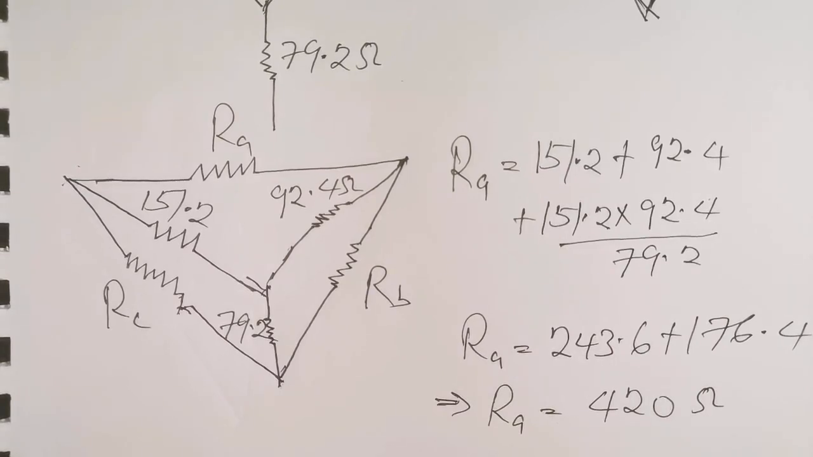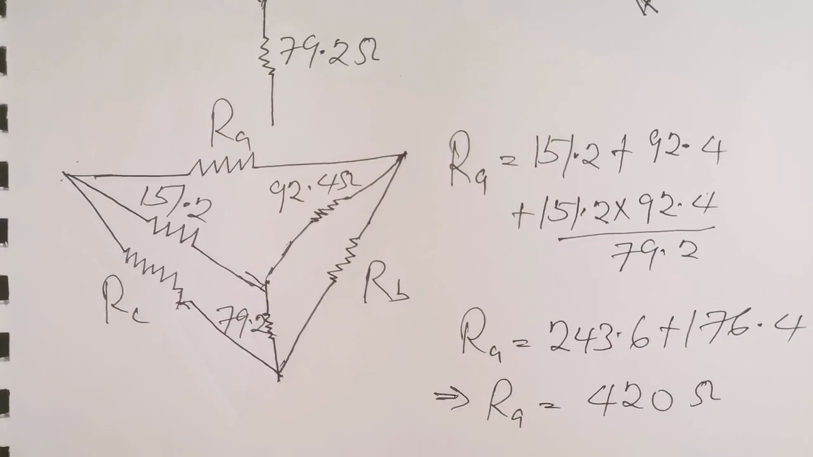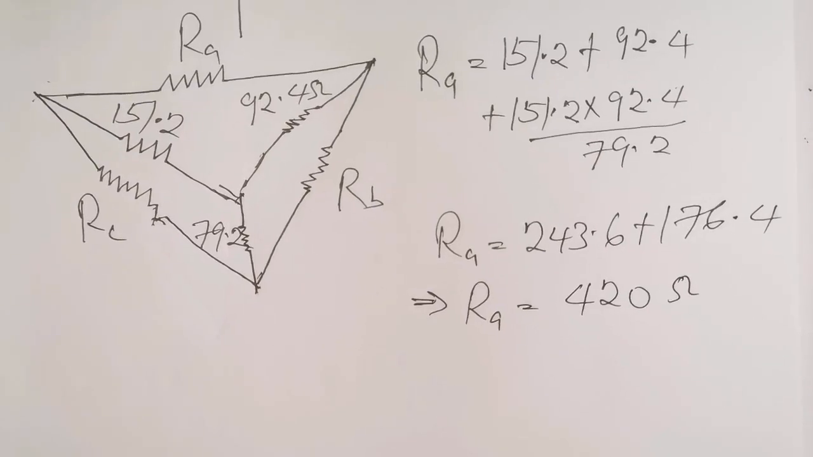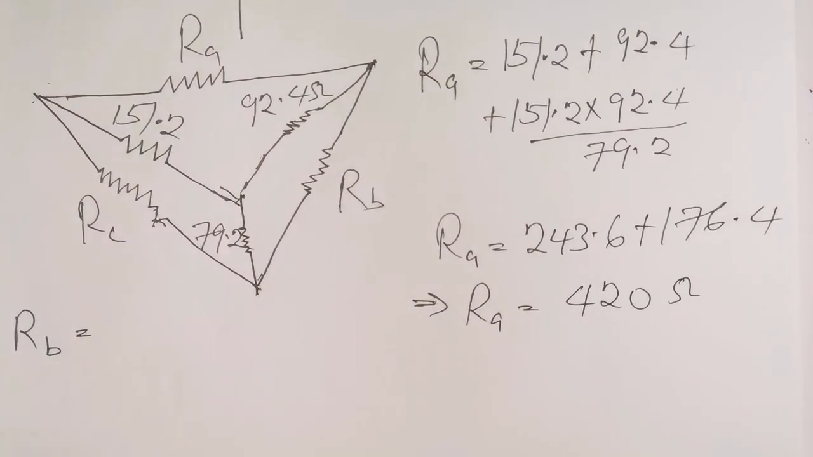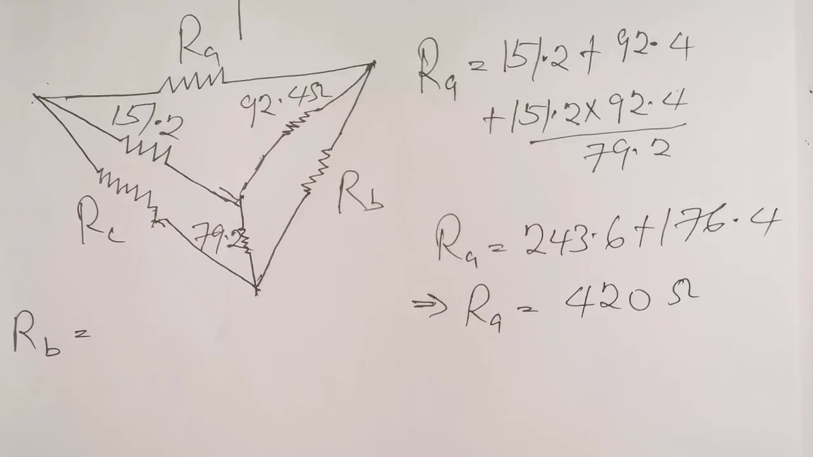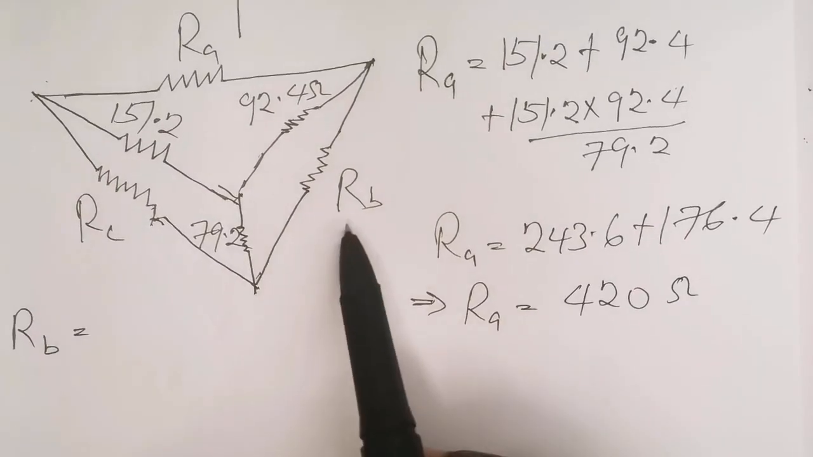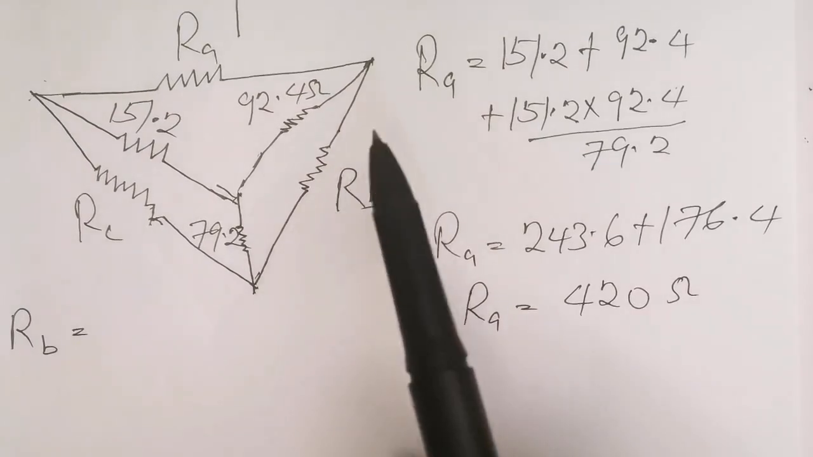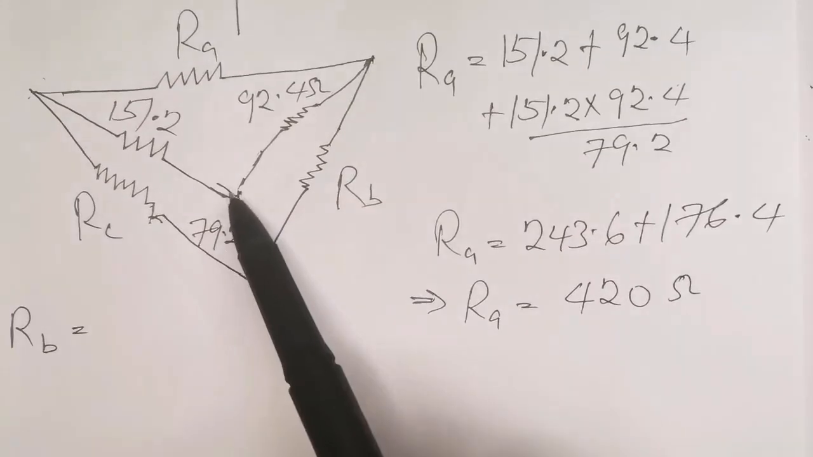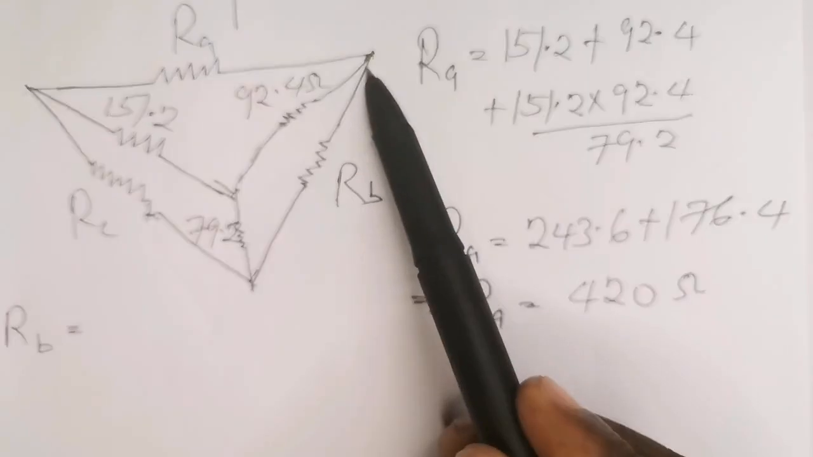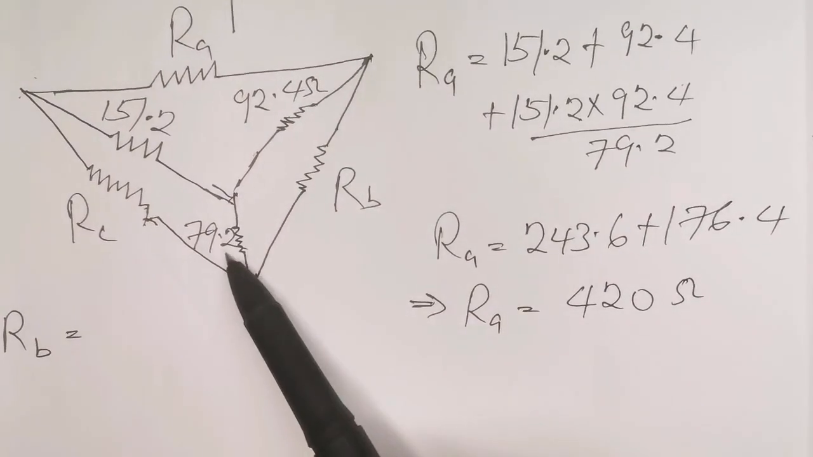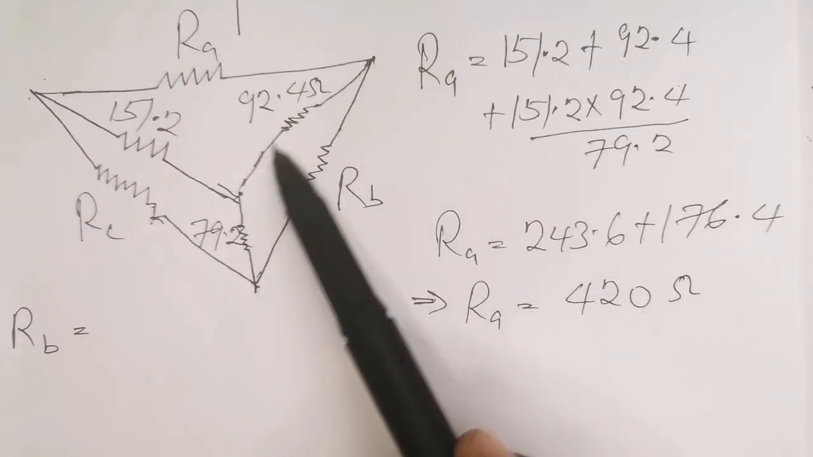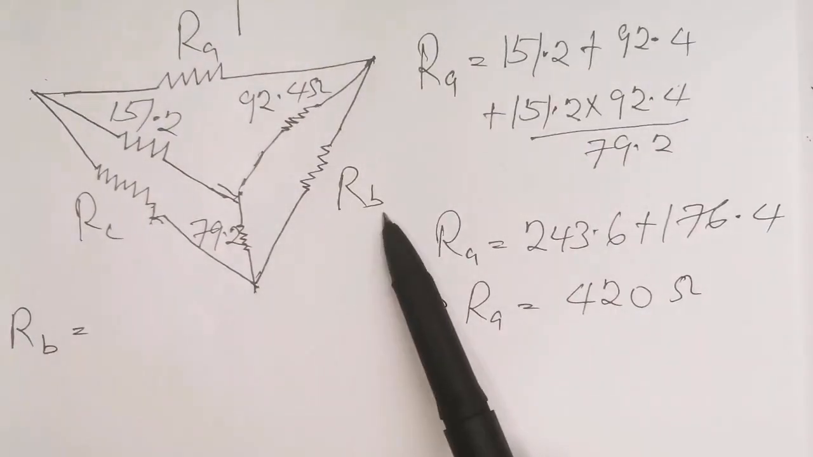Okay. Next, we want to find RB. So just like we did previously, you find the loop which forms a complete triangle with RB. This is RB. The loop that forms a complete triangle with RB is simply this, this, and this. So the resistors present there are 92.4, 79.2, and RB. So these are the two resistors which form a complete triangle with RB.